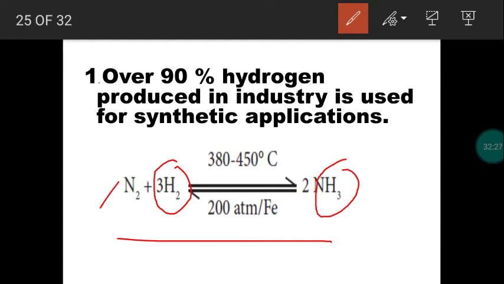Nitrogen combines with hydrogen, it produces ammonia in the presence of iron as a catalyst at 380 to 450 degrees Celsius and 200 atmospheric pressure. The reaction is called Haber's process. So now hydrogen is used to prepare ammonia, because ammonia is a very important compound. Ammonia is used to prepare many other substances like nitric acid or fertilizers or explosives and so on. So for preparing ammonia, we use hydrogen gas. So this is the first use.